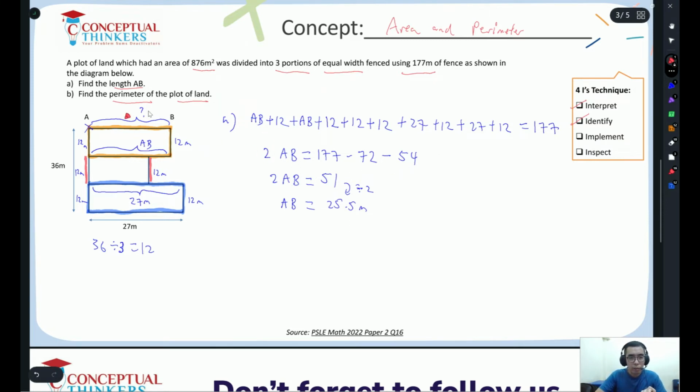So with this, we know that our length here, the top part here, will be 25.5 meter. Okay. So now I'm going to erase this diagram so that I can use it to explain to you about part B. So let's remove all these markings here.